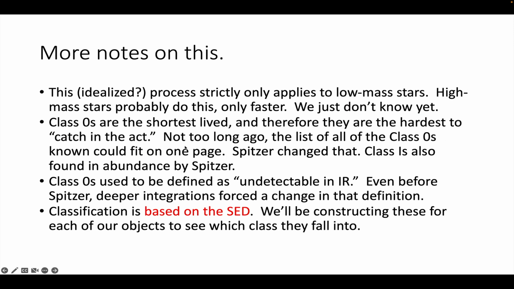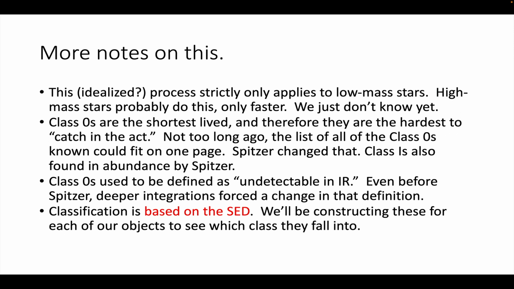Okay. The idealized process strictly only applies to low mass stars. High mass stars probably do this too, only much faster. We just don't know because it's hard to catch them. Class zeros are the shortest lived phase, and so they're the hardest to catch in the act. It used to be that there were very, very few class zeros known, but Spitzer has found them in abundance.